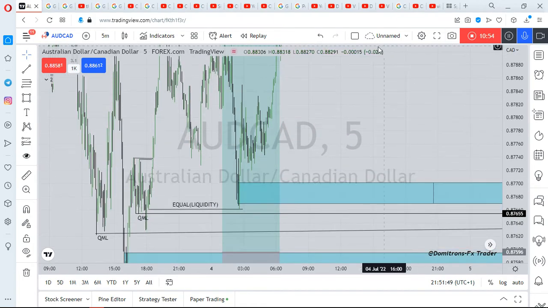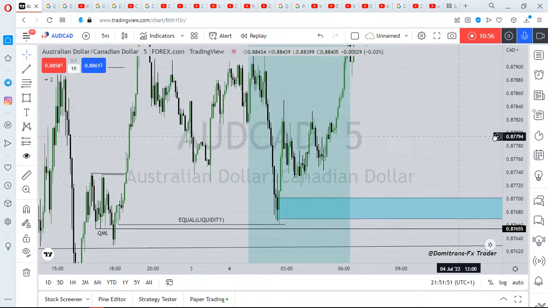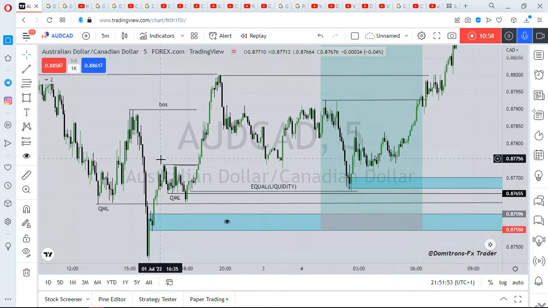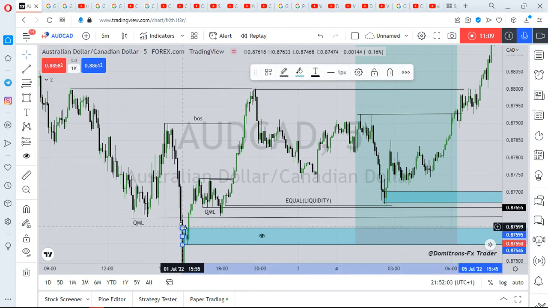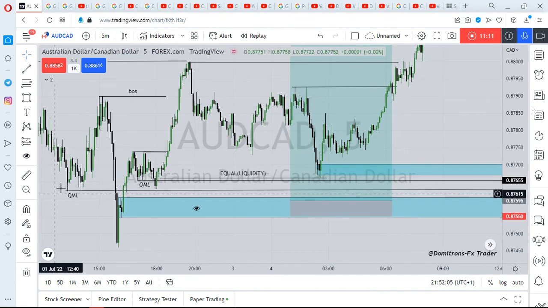I confirm the breaker structure if I see it break two zones, right? We have a change of character here, right? After a change of character, we have the breaker structure. We have liquidity of equals here. So yeah, it gave me confirmation, but I did wrong analysis by looking at this here.